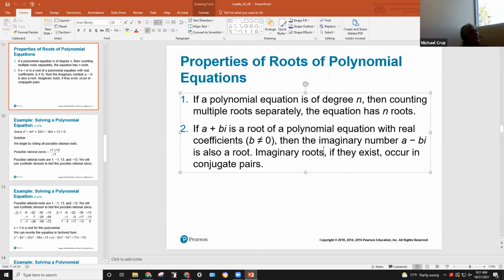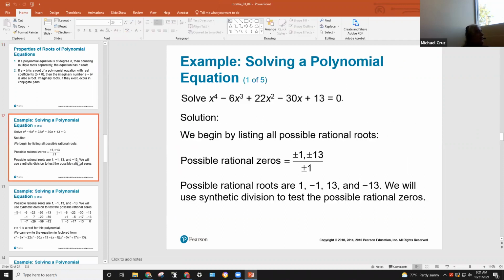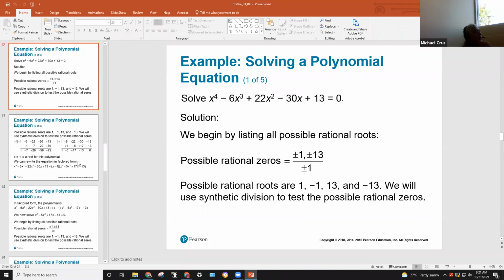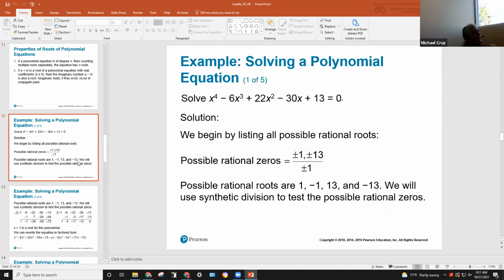But what this is basically saying, and this is why it's important, is that if you come up with a complex solution that has an imaginary part, then its conjugate is also going to be one of the solutions. In other words, if you come up with a plus bi, or a plus i, then a minus i will also be a solution. So you get two for the one kind of thing. So anyway, let's go on this one, and then I'll go to the board and do a fresh one by hand.